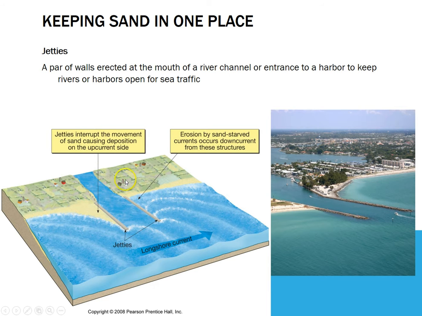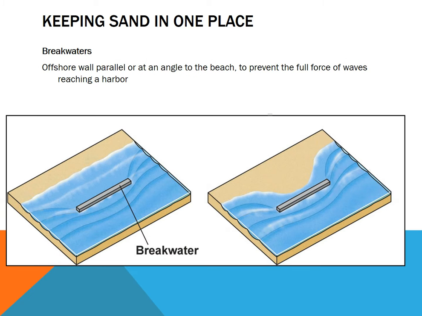And so the jetties act a lot like the groins, where you end up getting deposition on one side, but you do get a lot of erosion on the other. This picture is a set of jetties somewhere in Florida to help keep this bay and this waterway open.